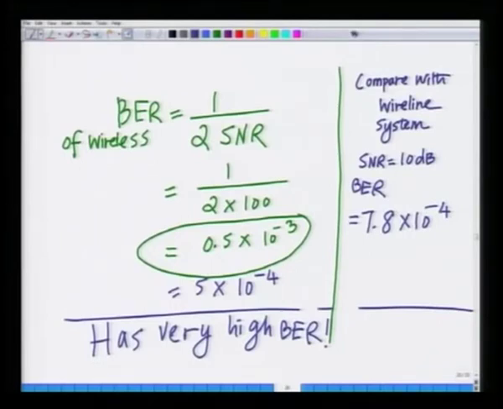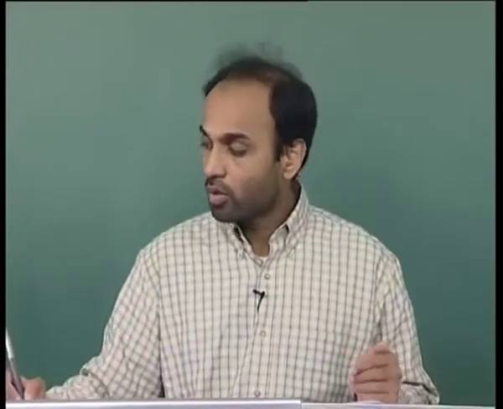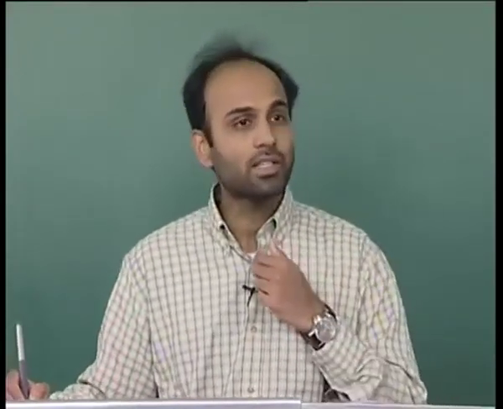a wireless communication system has a very high bit error rate, and that is precisely because of the multipath interference nature of the wireless communication system, that results in destructive interference at the receiver, which causes very poor signal reception. That is why the bit error rate goes higher. All right. So, let me give you now an even more precise example.